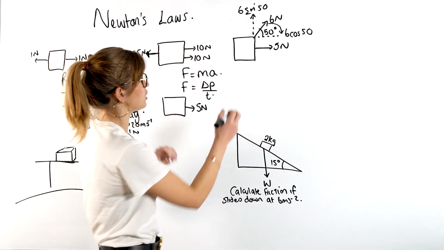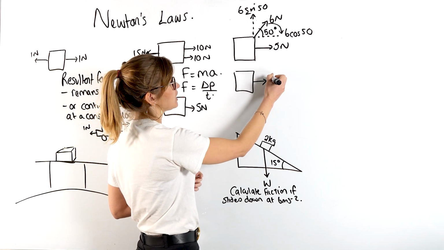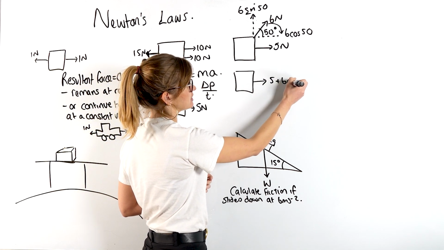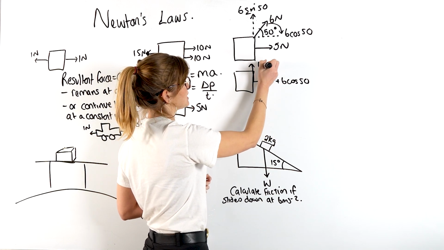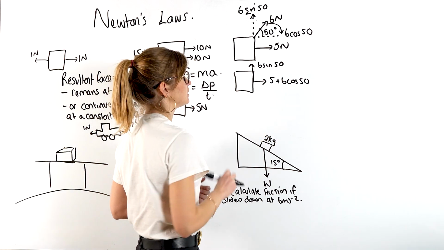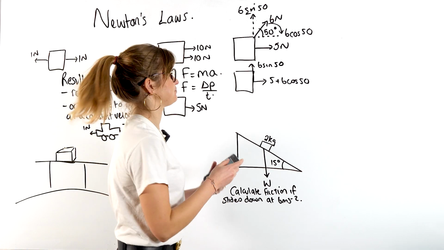So what I've got now on that one box, you can see I've got a total force pushing it towards the right of 5 plus 6 cosine 50. And we've got a total force trying to push it up of 6 sine of 50. So 5 plus 6 cosine of 50 in your calculator.